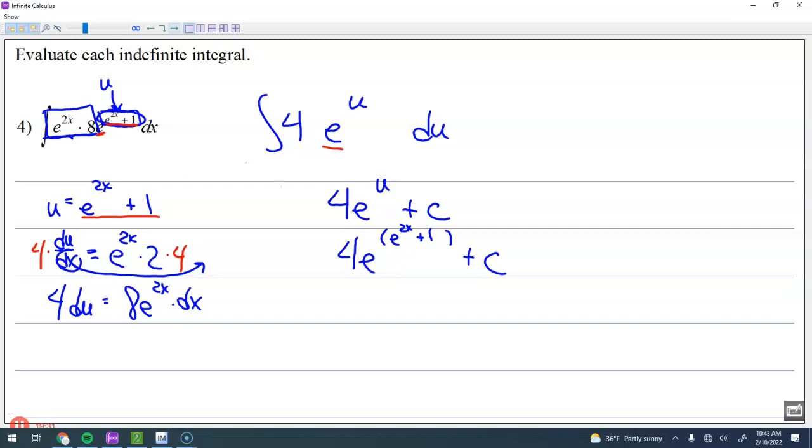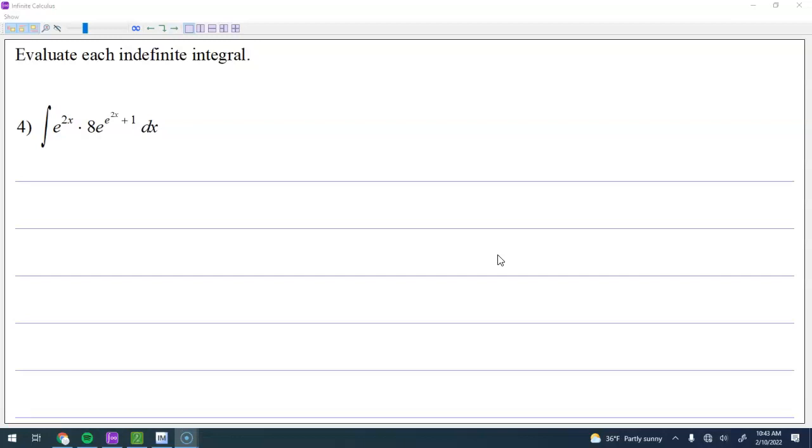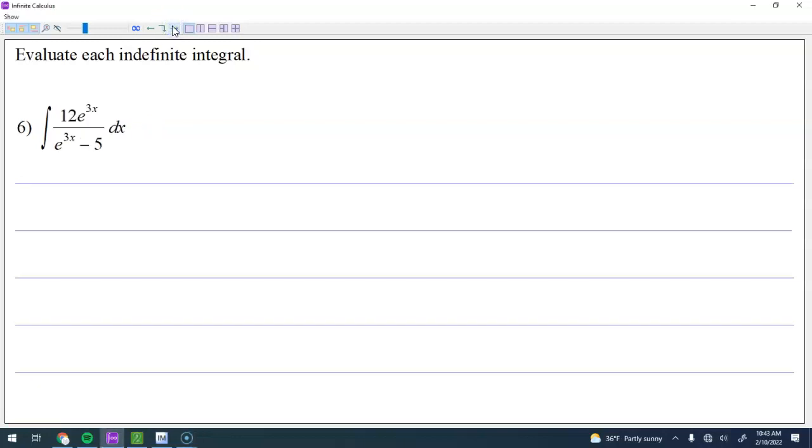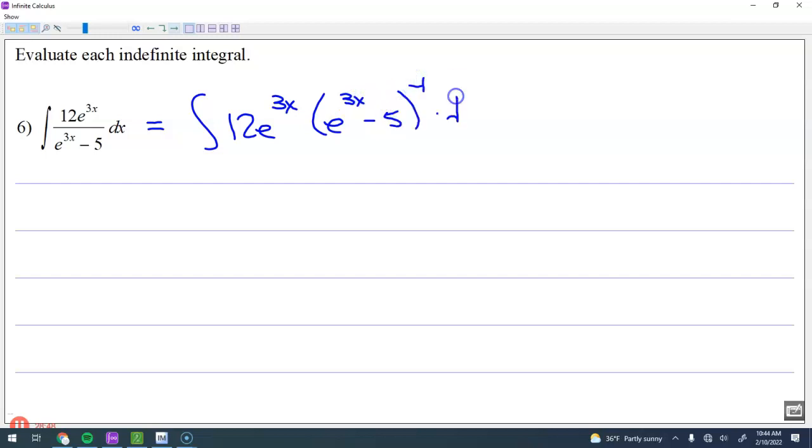Should we do this one again or go to a new one? New one? Wait, do 6. 6? Is that similar? It's e, but it's worse. It's e's and negative? Alright, here we go. So, I'm going to write it as 12e to the 3x times e to the 3x minus 5 to the negative first.